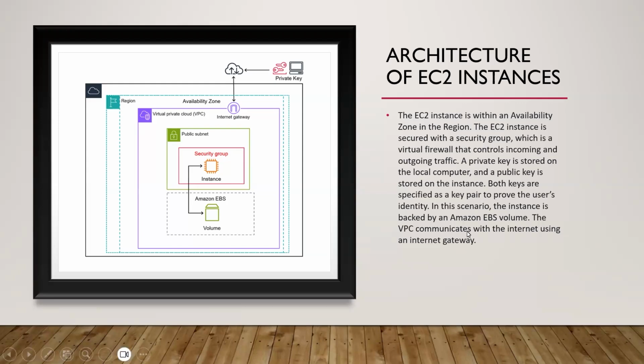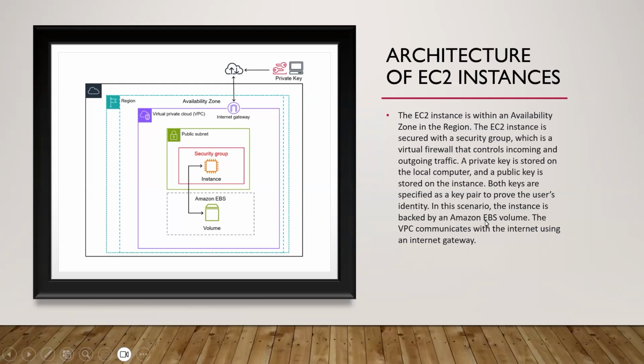So you store one key on your local machine, which is called a private key, and the other key, which is the public key, will be stored inside the instance. And that's why they call it a key pair, right? When you want to access that instance, you have to pair the keys and make sure that they match. If they don't match, you don't have the right identity. But if they match, then you can go ahead and access that instance.